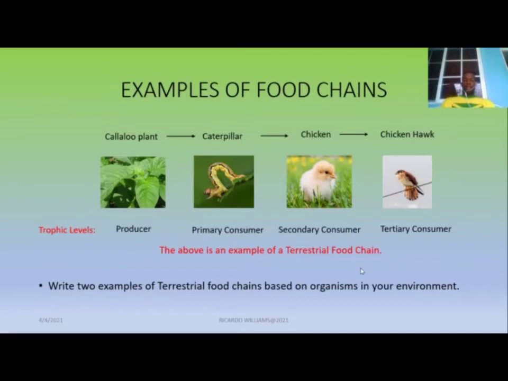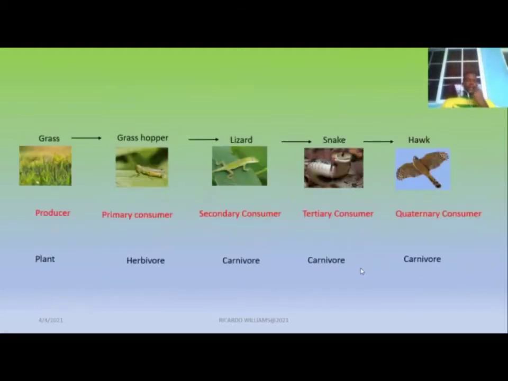Now you should have completed your examples, and we can look at another example just to compare what you have. So this time I'm using a second example where I have grass as the producer, then a grasshopper, then a lizard, a snake, and a hawk. The arrows are pointing in the direction in which the energy is flowing, and I also put in red the trophic levels for all the organisms.